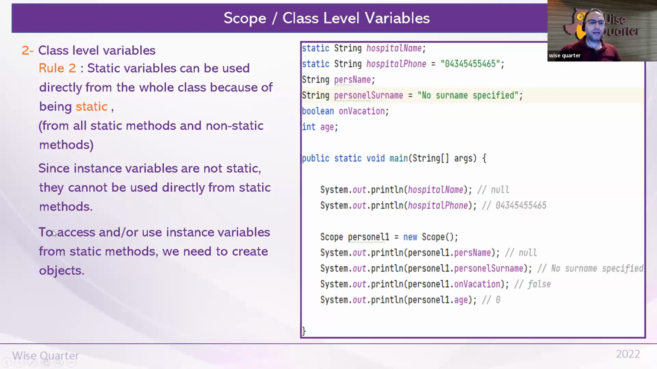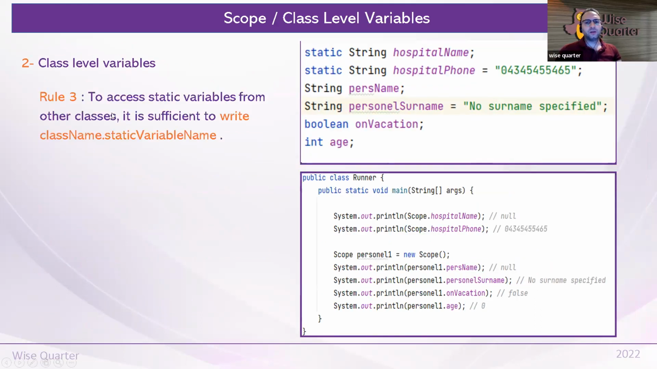Yes, if you want to access or use instance variables inside of a static method, we need to create an object from the class. If they are in a different class, you need to create that class's object. Yes, we can use them directly in non-static methods.